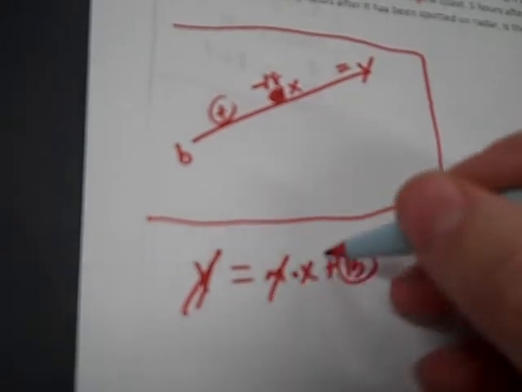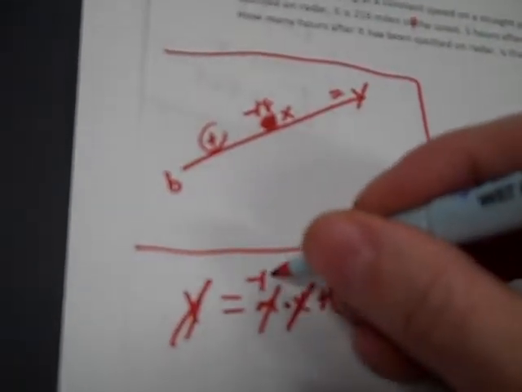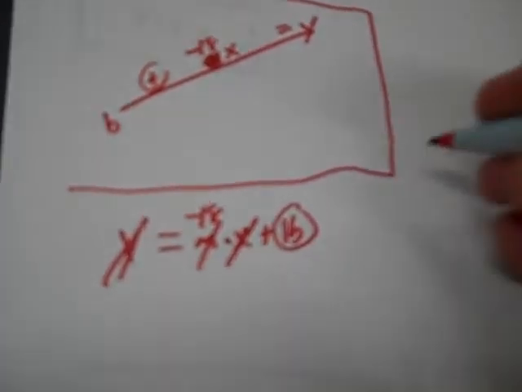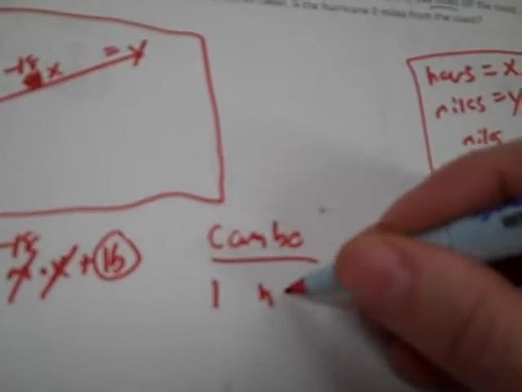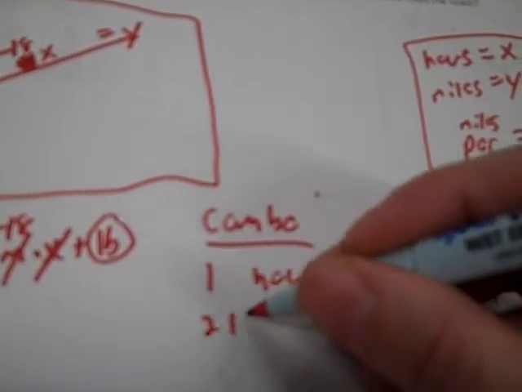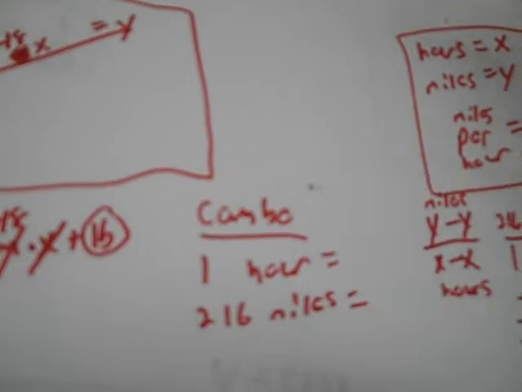So you need to replace your y, m, and x. Now your m you already have. You already have negative 18. And then to find the x and the y, you need to do a combo. You need to find an hours and a miles that are in the same sentence. Well, 1 hour after being spotted on radar, it's 216 miles off the coast. So 1 hour and 216 miles works as my combo.